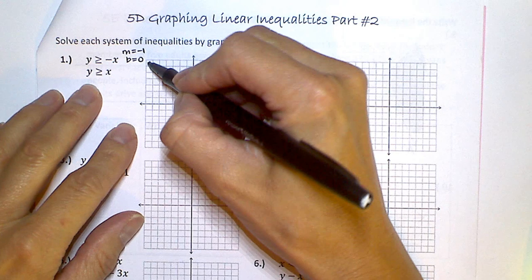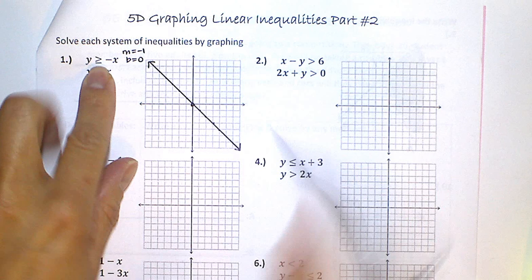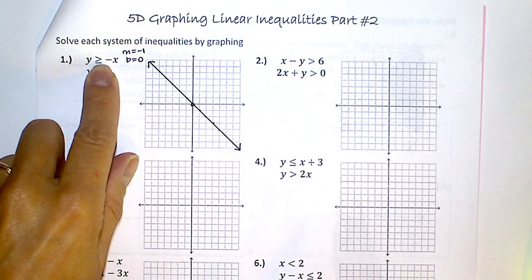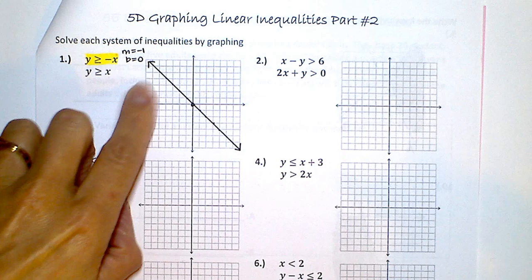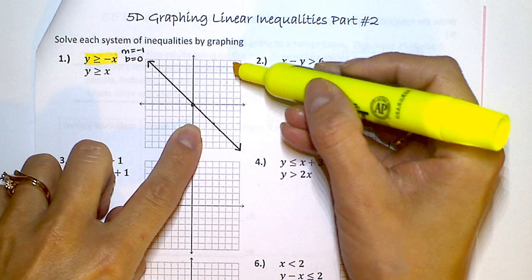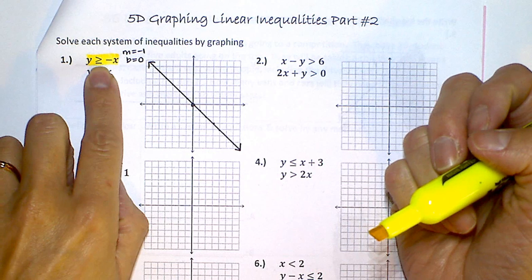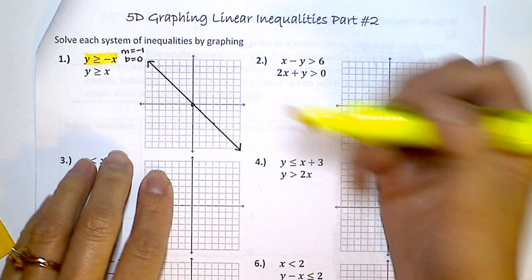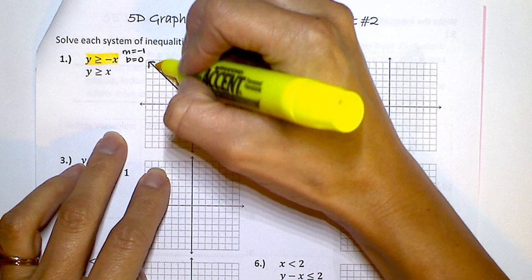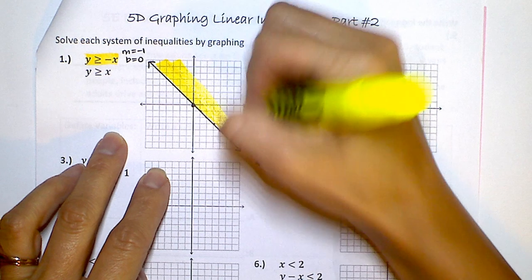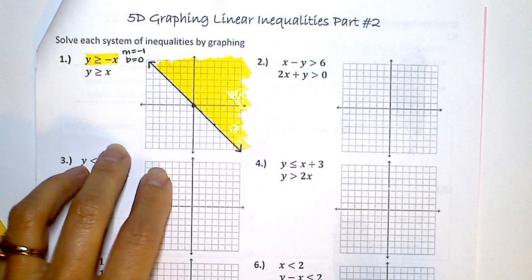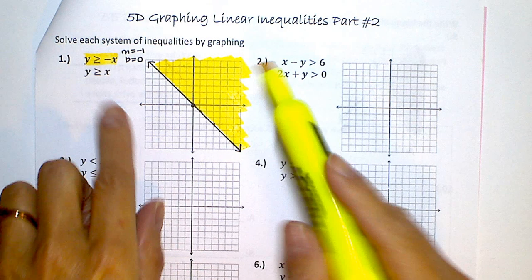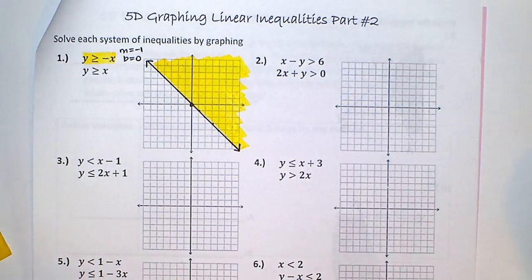Okay, so this is the first equation, and it's saying y is greater than that. So for this equation, I'm going to shade everything above because it says y is greater than or equal to -x. So I'm going to go ahead and shade above. Now, if you're using pencil, you could shade very, very lightly, where I would encourage you to get two different highlighters. So that's for the first line.